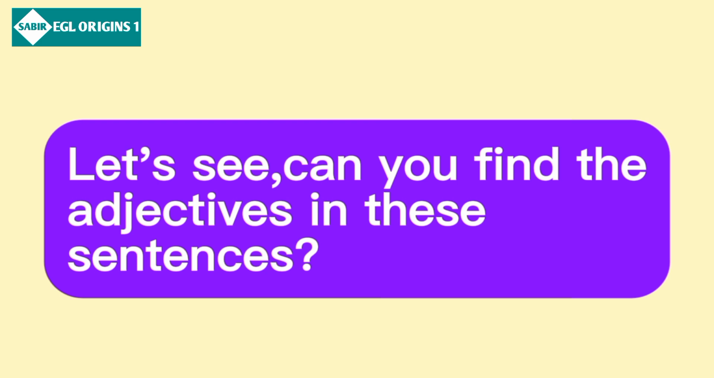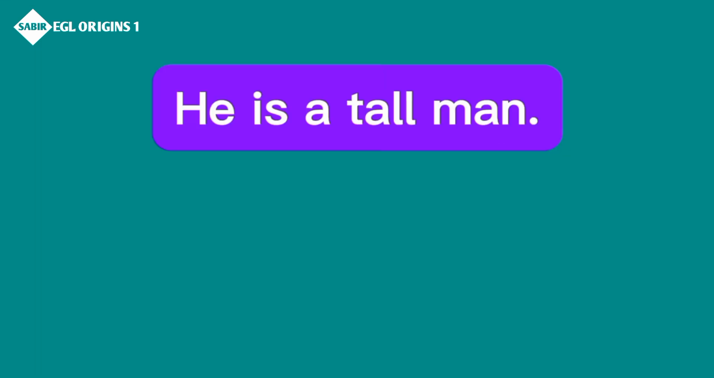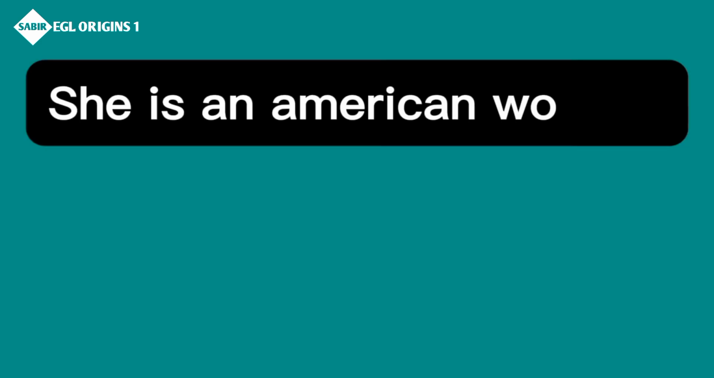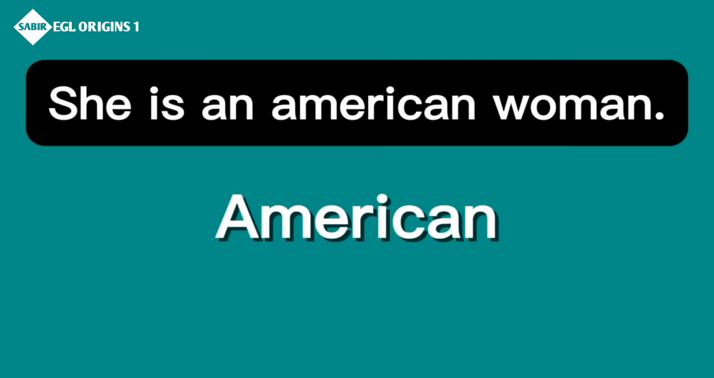Let's see, can you find the adjectives in these sentences? He is a tall man. Can you see the adjective in this sentence? Yes, the adjective is tall. It gives us the height of the man. She is an American woman. Can you tell where is the adjective in this sentence? The adjective is American. It gives you the origin of the woman.